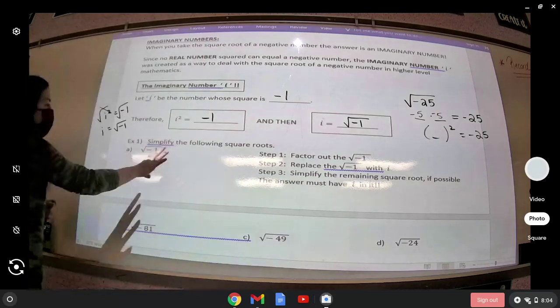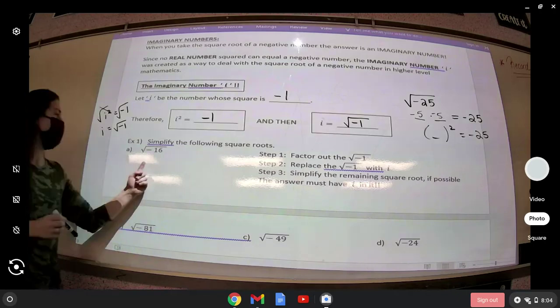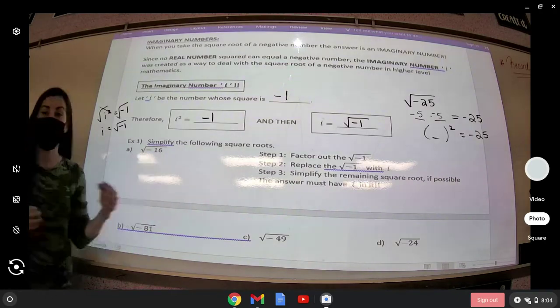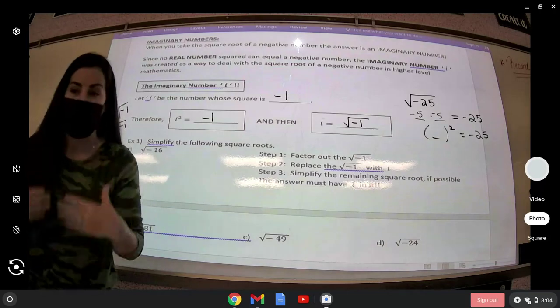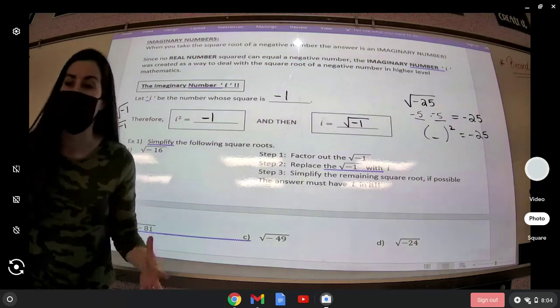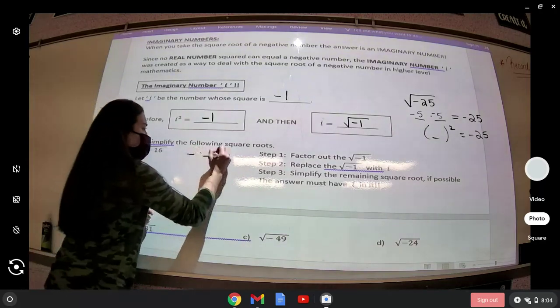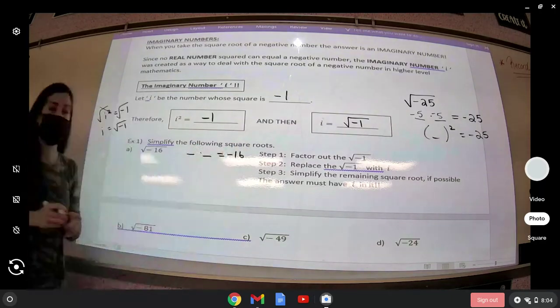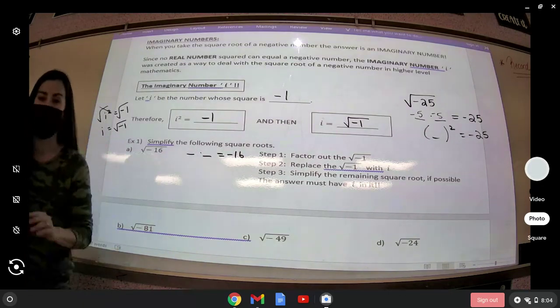So I said simplify the following square roots. Let's say you were asked to take the square root of -16. Notice you are taking the square root of a negative number. The answer has to be imaginary. There's no real number answer to this. They are literally asking you, what number could you times by itself 2 times to equal -16? There is no real number that will do this.